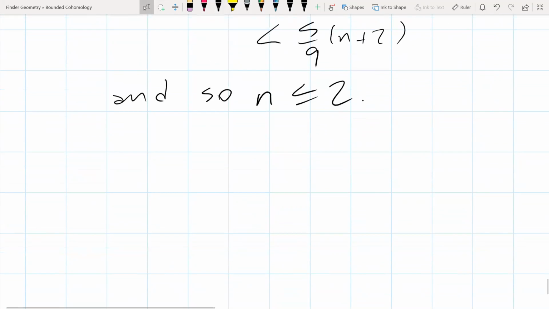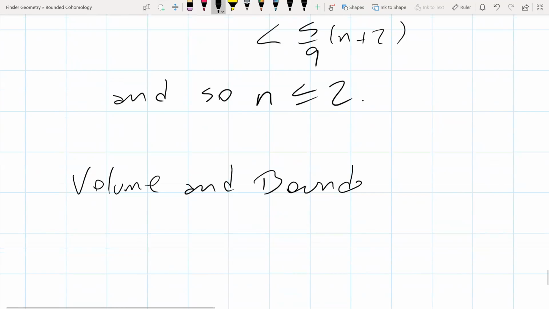So for the last few parts, what I'm going to do is go back to Gromov's article, Volume, Simplicial Volume, and Bounded Cohomology.